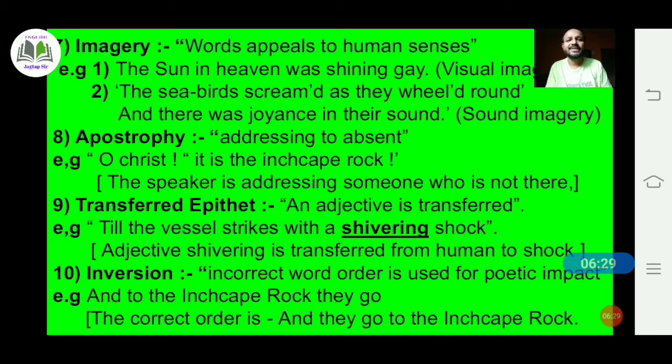Let's talk about poetic device number 10, that is inversion. And as you know already, where the incorrect prose order is used for poetic impact, that is called inversion, and our duty is to correct it. How? Let's look at the example. And to the Inchcape Rock they go. So the correct order should be: and they go to the Inchcape Rock. This is how we can solve an example of inversion.